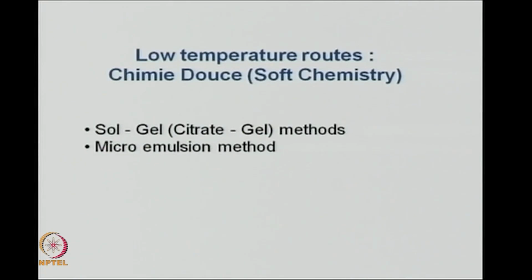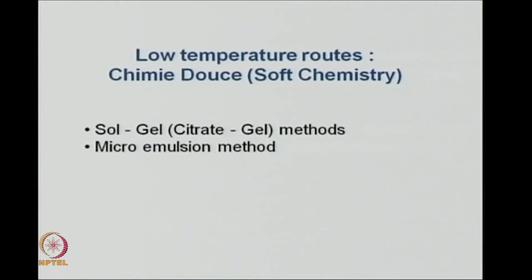Let me tell you that the low temperature methods are basically bottom up approaches. Another word which is used for low temperature methods is chimie douce, which in French means soft chemistry. So, the first two methods which I will discuss in this course are the sol gel, which can also be a citrate gel method depending on whether you are using citric acid as one of the polyhydroxy acids for the formation of the sol.